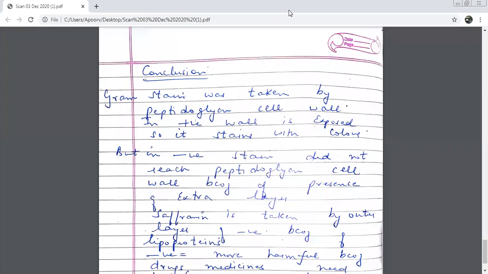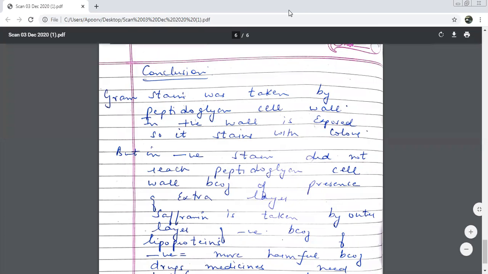So when you expose it or when you put the stain, but in gram negative, what happens is the stain will not reach the peptidoglycan cell wall because of the presence of an extra layer. And the extra layer does not contain peptidoglycan. What does it contain, beta? Lipoproteins and polysaccharides. Proteins and polysaccharides.